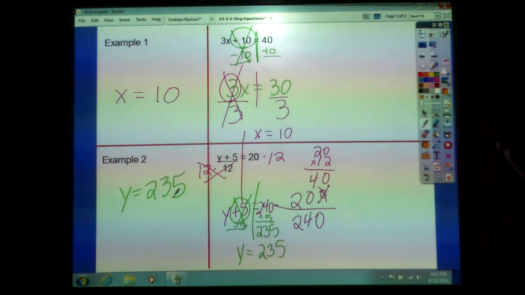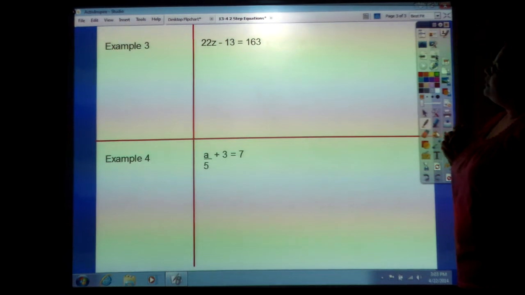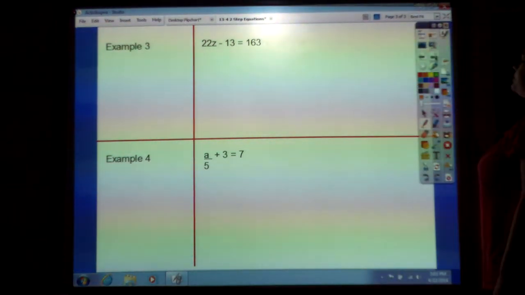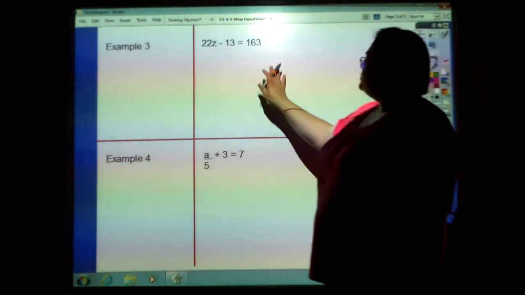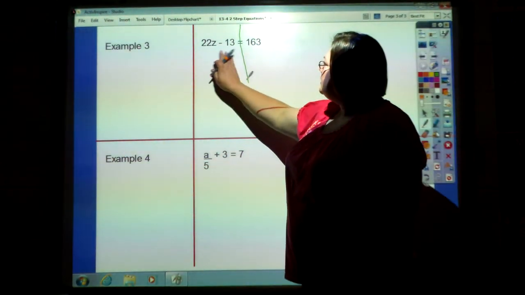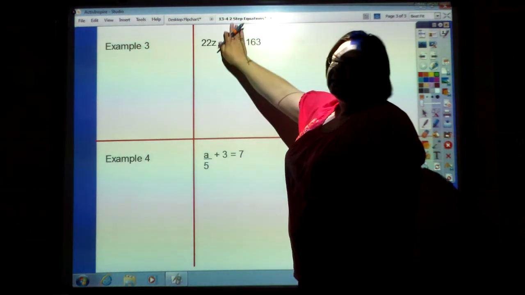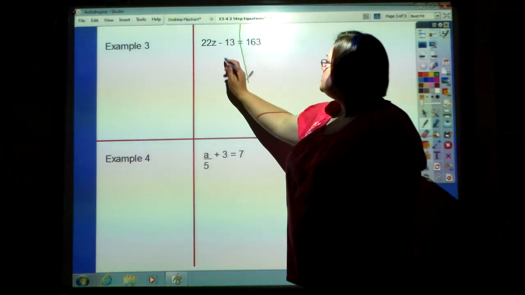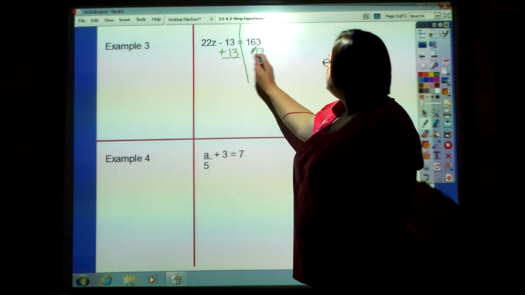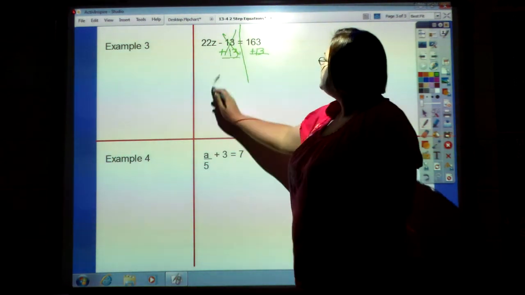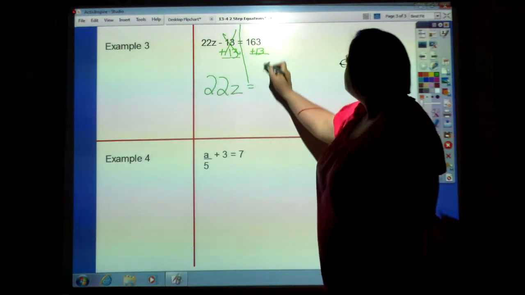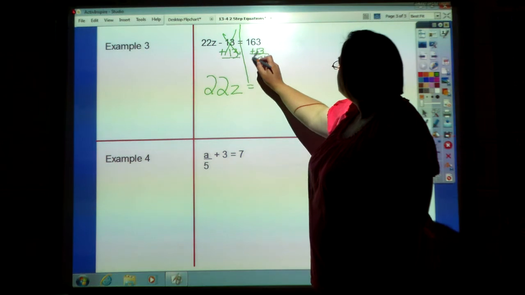We're going to do a few more examples. Example 3, 22z minus 13 equals 163. So we're looking at the side that has the letter, which is the z. We have minus 13, which is that extra number we want to get rid of first. So we're going to add 13. That cancels out. You're left with 22z equals 176.